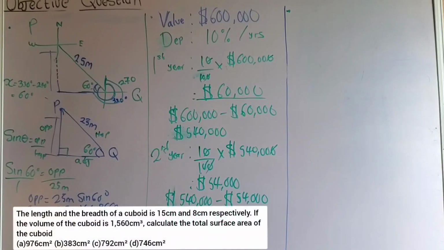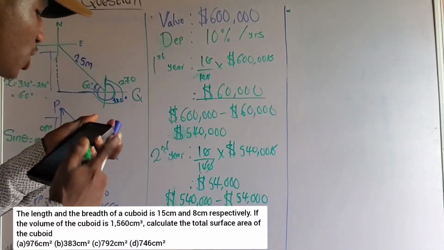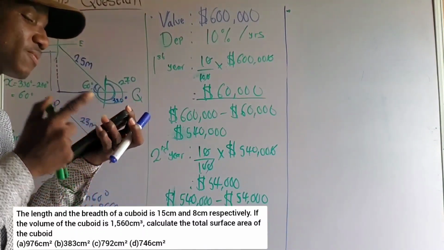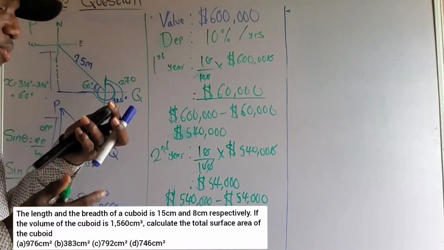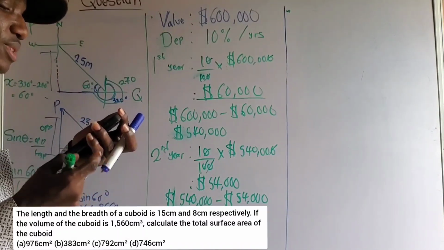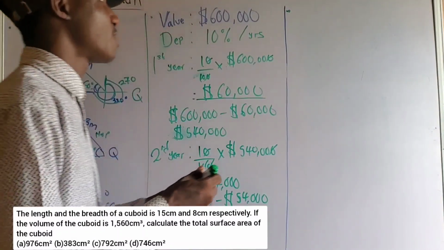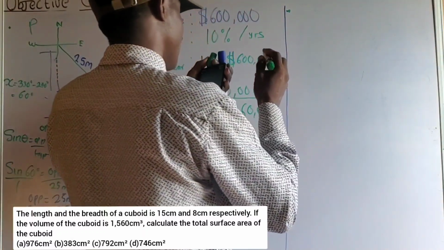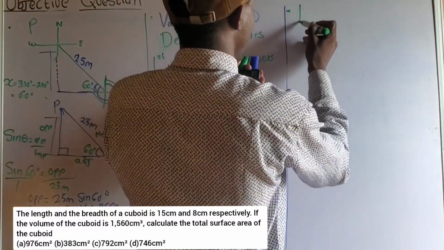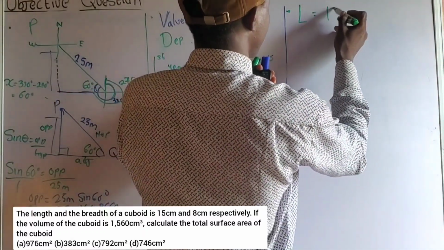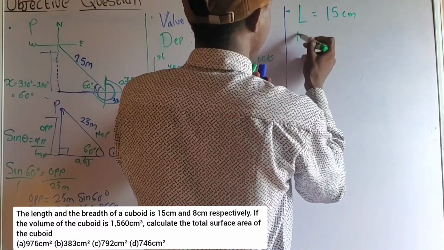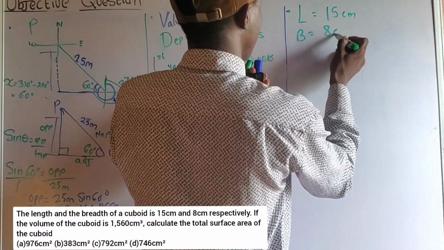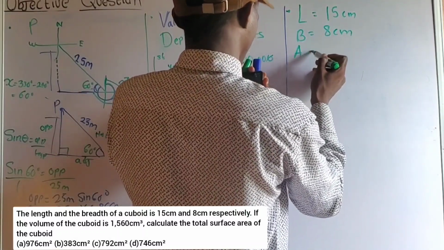The length and the breadth of a cuboid is 15 centimeter and 8 centimeter respectively. If the volume of the cuboid is 1560 centimeter cube, calculate the total surface area of the cuboid. Now, you are given that the length of the cuboid is equal to 15 centimeter and the breadth is equal to 8 centimeter.